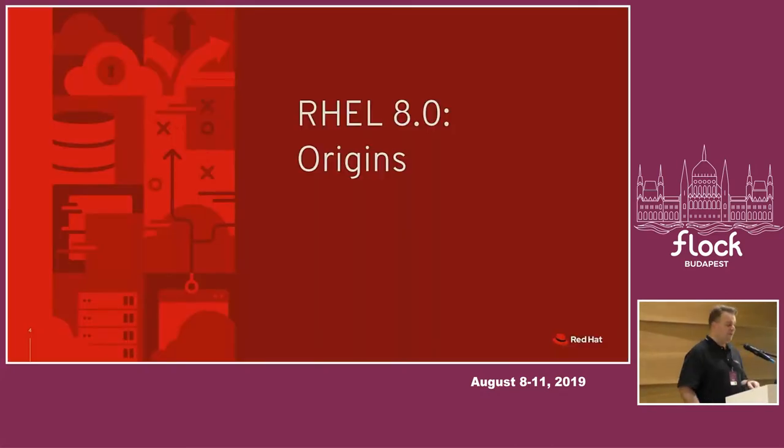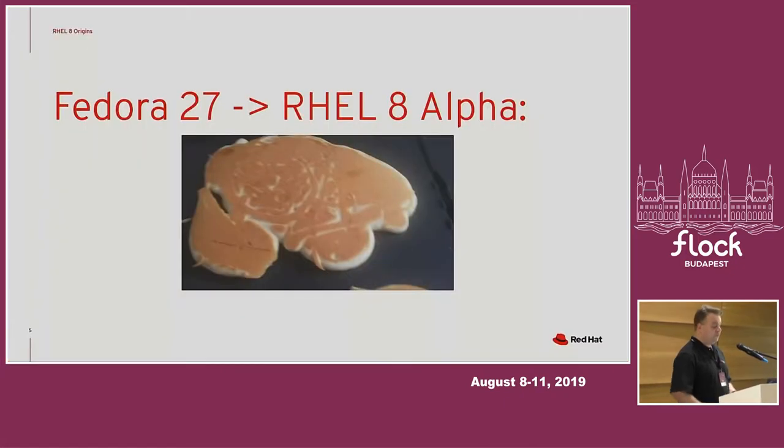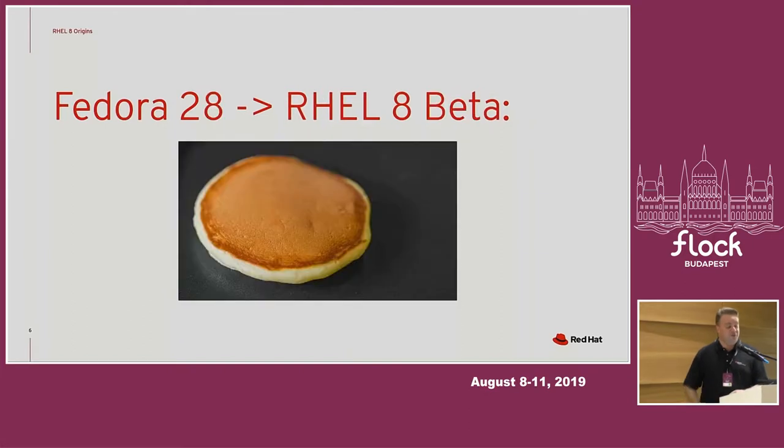So let's talk about like the RHEL 8 origin story. First of all, RHEL 8 Alpha was derived from Fedora 27. It's kind of like the first pancake. It tastes pretty good, but it's also sort of funny looking. And generally, you just throw that one away. And that's what we did. So really, RHEL 8 is fundamentally derived from Fedora 28. That's where the RHEL 8 beta came from. It's delicious.